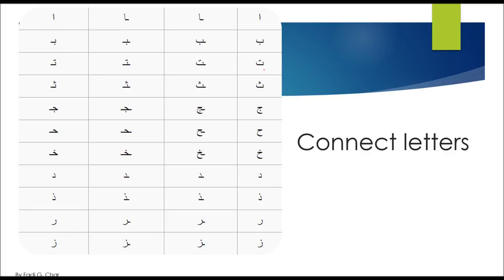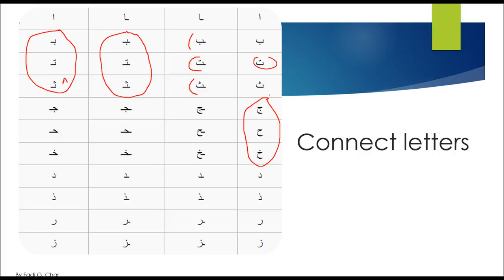Cool. Now ta. At the end it's just like ba, and it's also the same for tha. So those three letters have the same ending, the same mid position, and the same start. It's just that you have to make a difference between the letters by the points. So for ba, we have one point below it. For ta, we have two points above it. For tha, we have three points above it, or instead of three points, you can use this one.